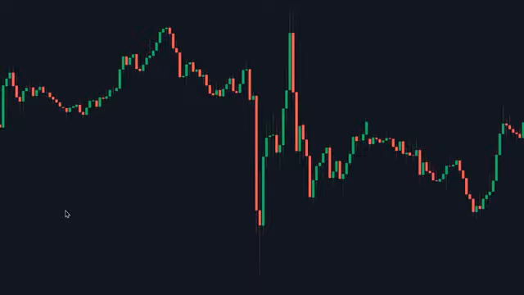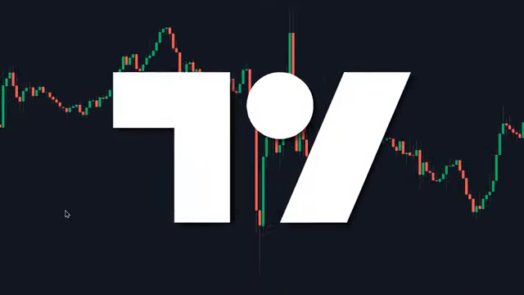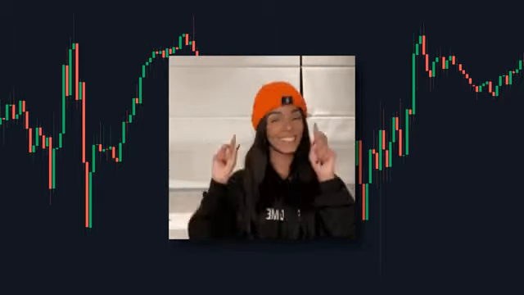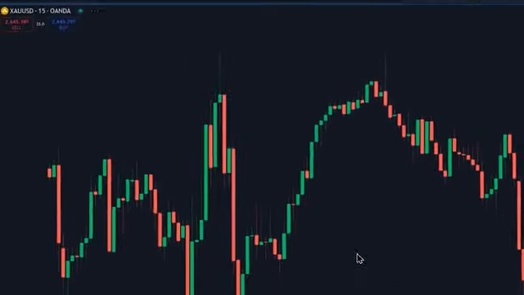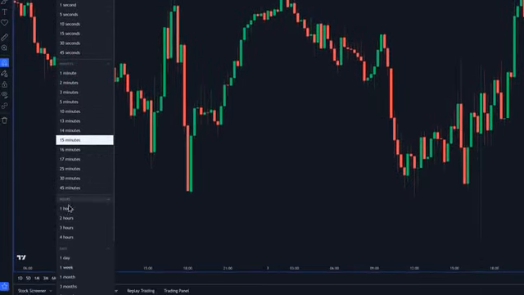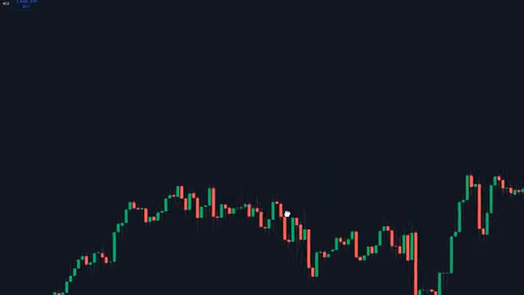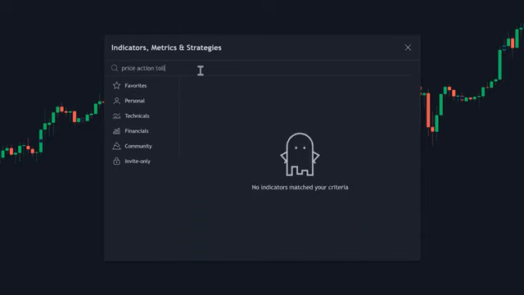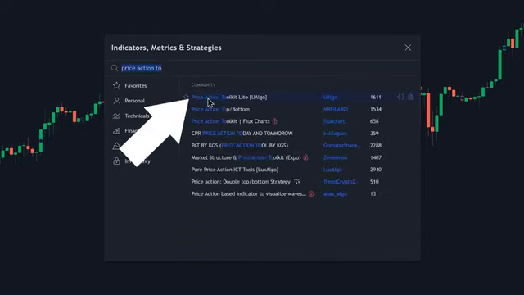Now, to get started with this strategy, we need to add the Price Action Toolkit indicator to our chart. I'm going to be using TradingView for this demonstration. If you haven't signed up yet, there's going to be a link in the video description for you to get started. Now, once you're on TradingView, you want to load up any trading security in any time frame. This indicator is pretty versatile and it's going to work across the board. Next, you want to click on Indicators and then type in Price Action Toolkit. And it's going to be this one by UAlgo.